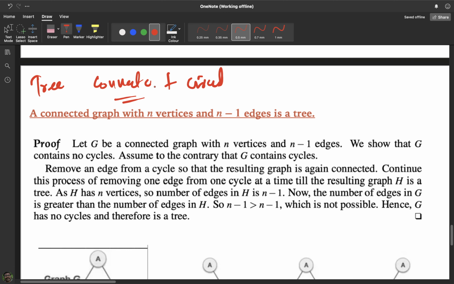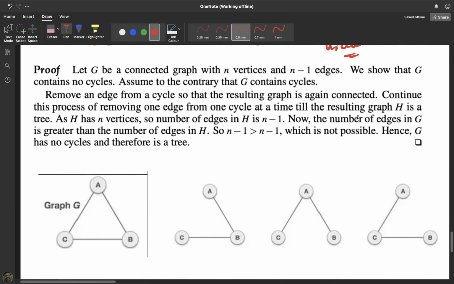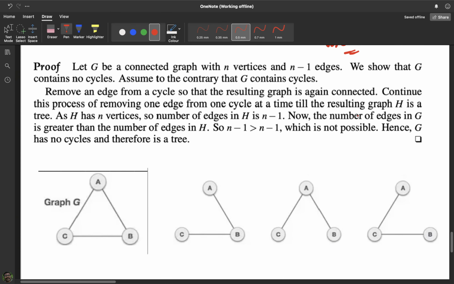Already it is given to you that it is connected. We have to show that there are no circuits. Okay, suppose there are circuits. I am assuming that the graph has n vertices and n minus 1 edges, and assuming that it has a circuit. So if you have a circuit, what you have to do is delete one edge from that circuit. You just delete one edge from the circuit.